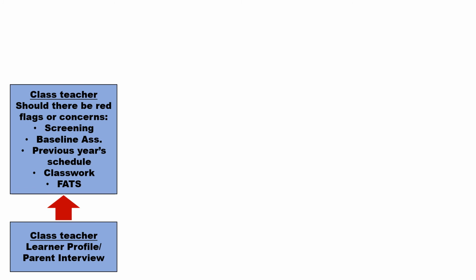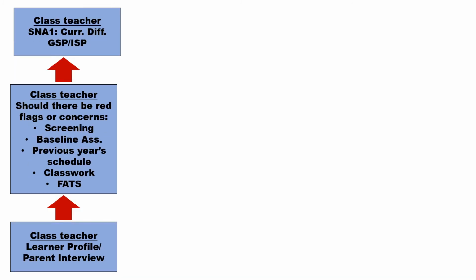So we look at our own work, our classwork and facts, and if there are still red flags, either we see that the barriers that were identified by the previous teacher are still there, or we've identified new barriers, then the class teacher fills in the SNA1 as well as compiles the ISP or the GSP. Now the GSP is just the group support plan.